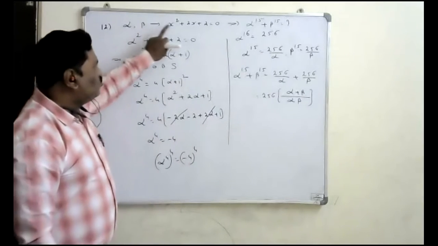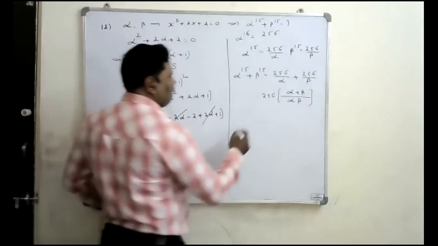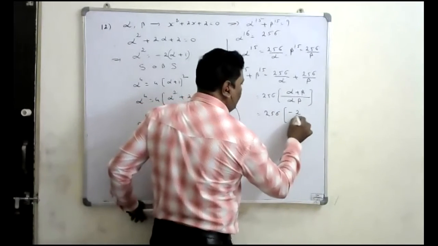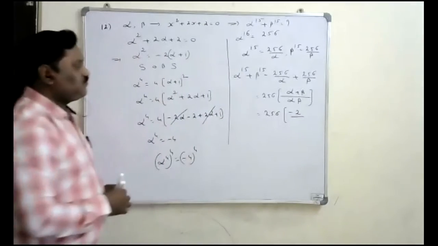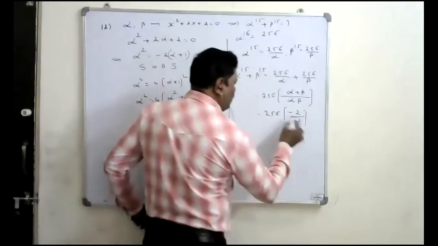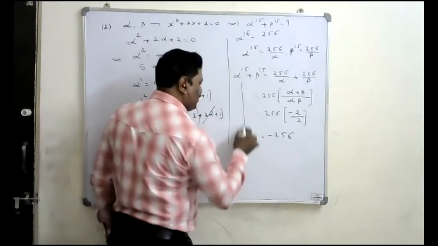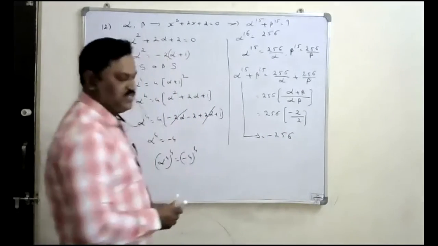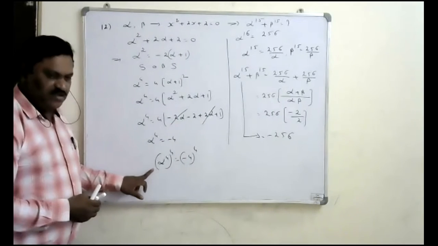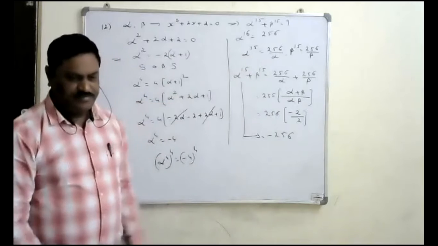Since alpha, beta are the roots of this equation, what is alpha plus beta? Minus 2. What is alpha into beta? 2. So minus 2 by 2 is minus 1, into 256, is minus 256. Therefore this answer is minus 256. So like that we have to simplify this. First, you should get this idea. Second, we should get the idea to divide by alpha on both sides.